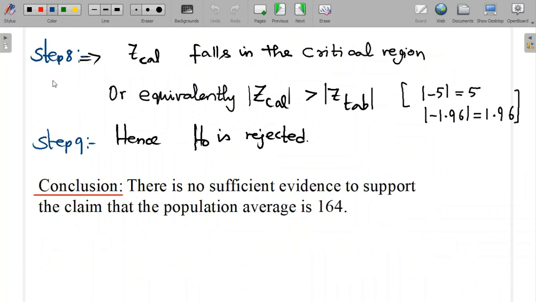Or equivalently, when you take the absolute value, we see that Z-cal is greater than Z-tab. This 5 is greater than 1.96. As a result, we also conclude that H naught must be rejected. So since H naught is rejected, there is no sufficient evidence to support the claim that the average of the population is 164.